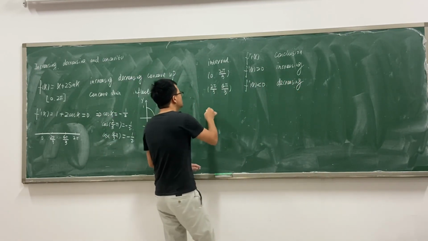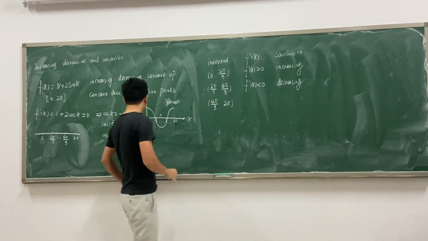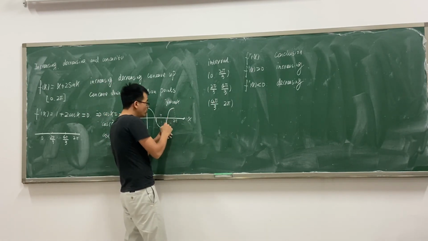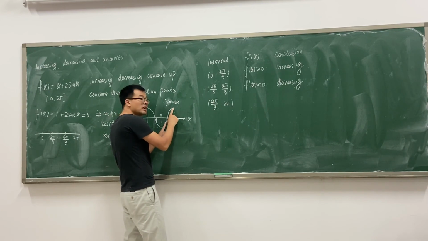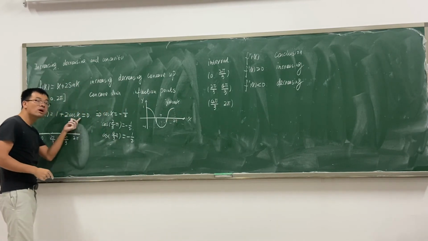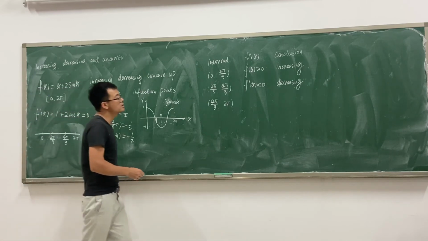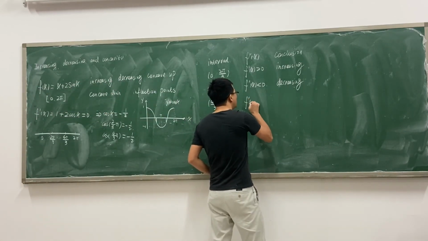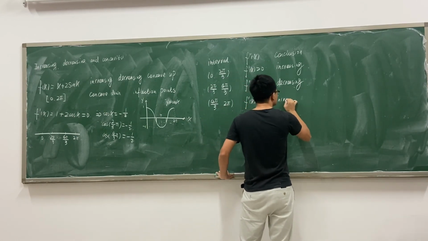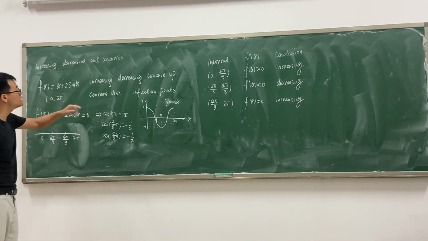And 4 pi by 3 to 2 pi. In this part, of course, cosine is greater than -1/2, so 1 plus 2 cosine is greater than 0, so here f prime is greater than 0. So it's increasing. So this is the increasing, decreasing.